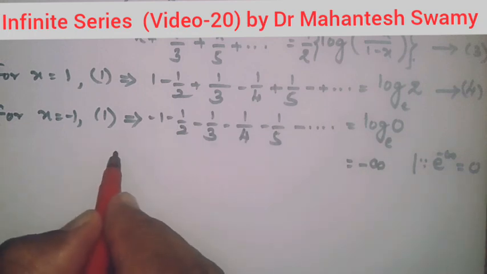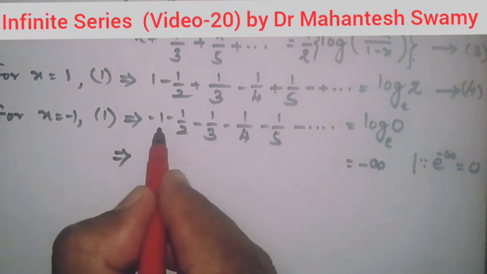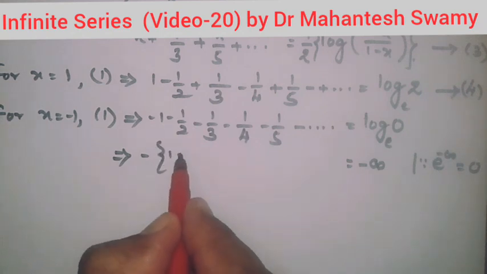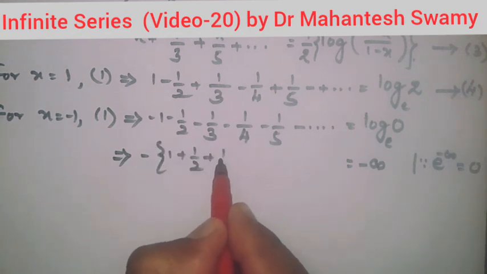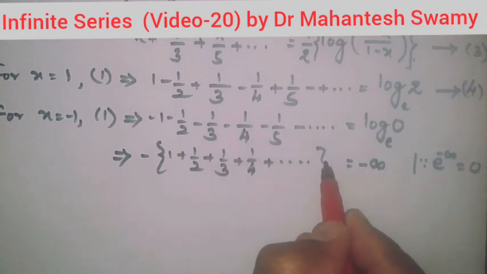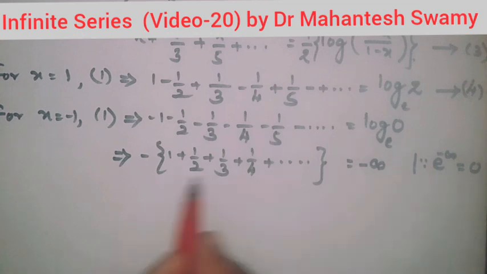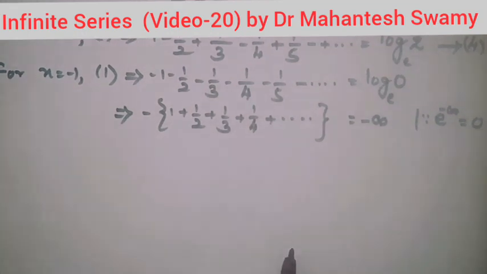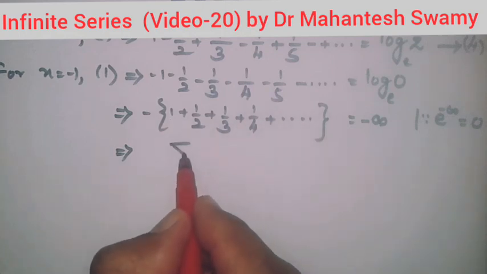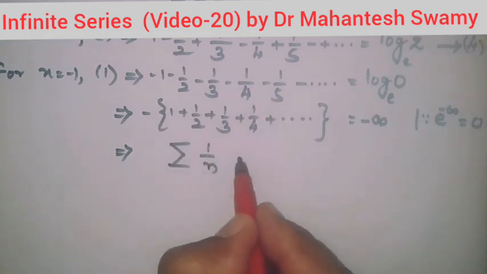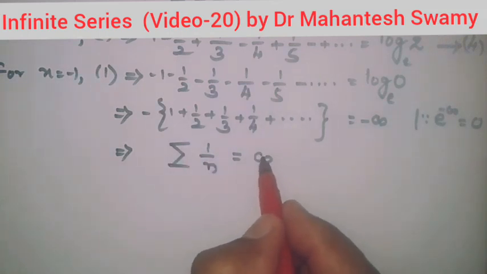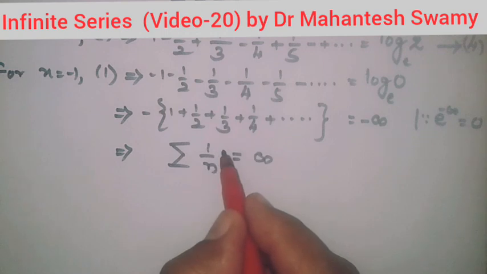So therefore this series, when we take the minus sign outside, is minus of 1 plus 1 by 2 plus 1 by 3 plus 1 by 4 plus dot dot dot, and that is equal to minus infinity. If we multiply both sides by the negative sign, this is simply the summation of 1 by n, and its answer is infinity. So this means this series diverges.